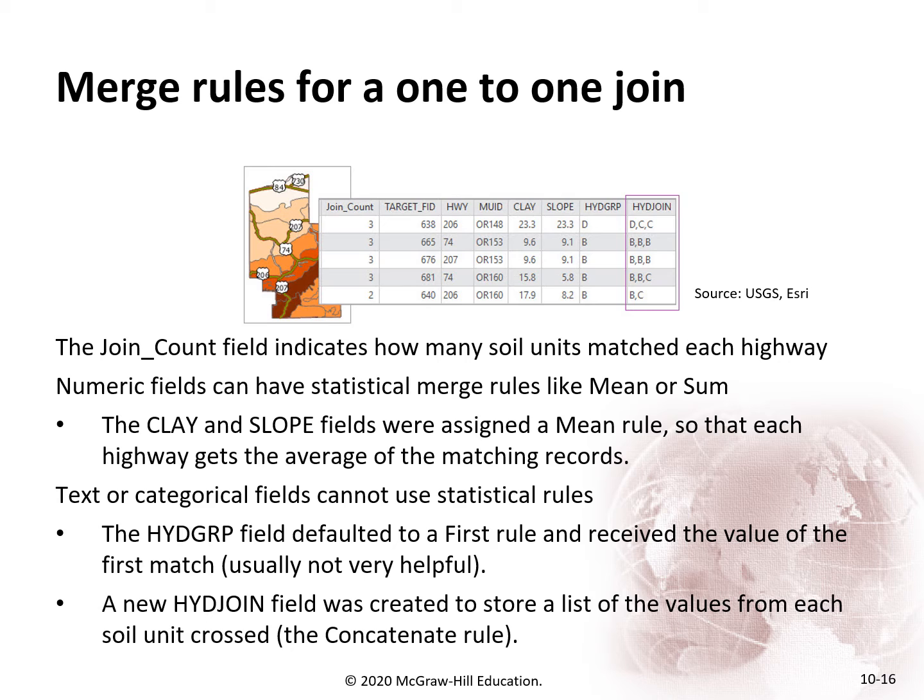So let's look at these merge rules a little bit for one-to-one. The join count indicates how many soil units matched each highway. So just like we're talking about there, it would give us this count. So there was 3 soil types for this piece of highway. This is the target FID, the highway, and all the stuff. Now, if we had clay and slope and all these things, it would average this out across all the soil types.